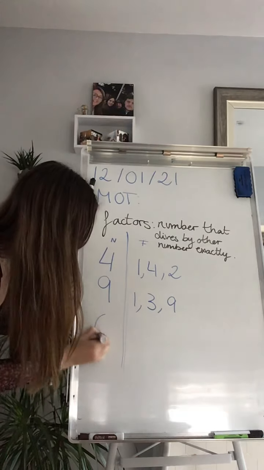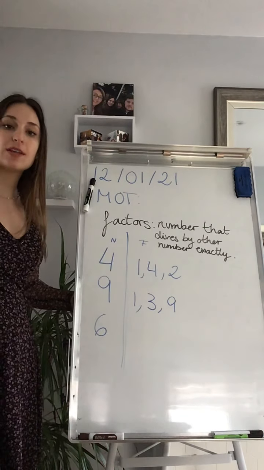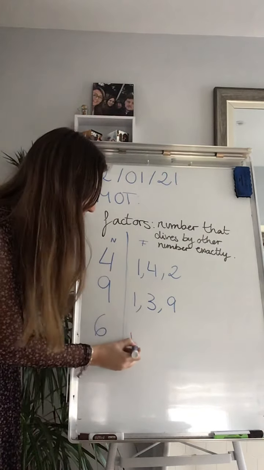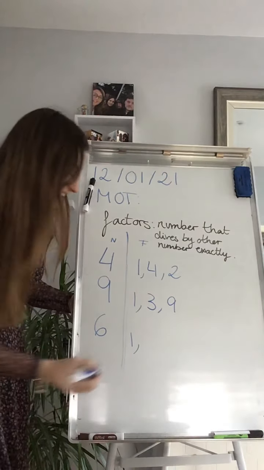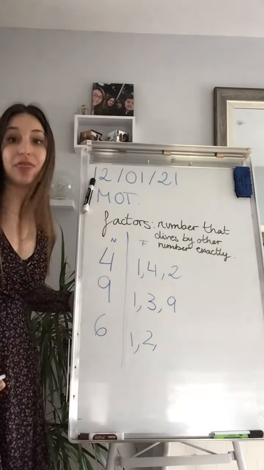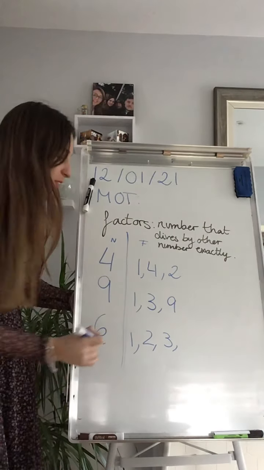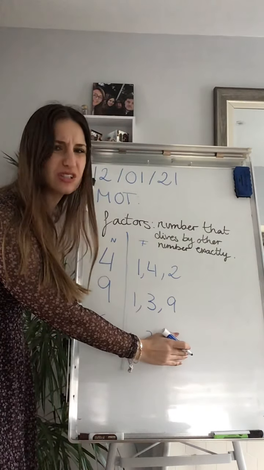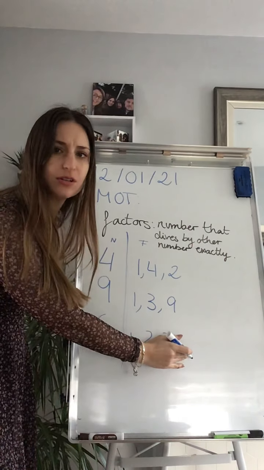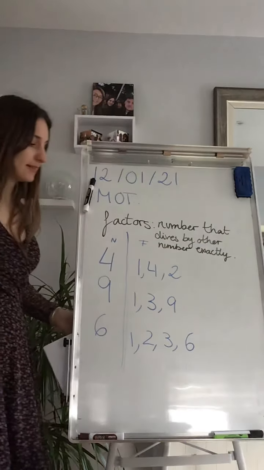Let's look now at number 6. Let's do it together. I can divide 6 by 1, and I will get 6. I can divide 6 by 2, and I will get 3. I can divide 6 by 3, and I will get 2. I can divide 6 by 4? No. 6 by 5? No. My last one, 6 by 6.